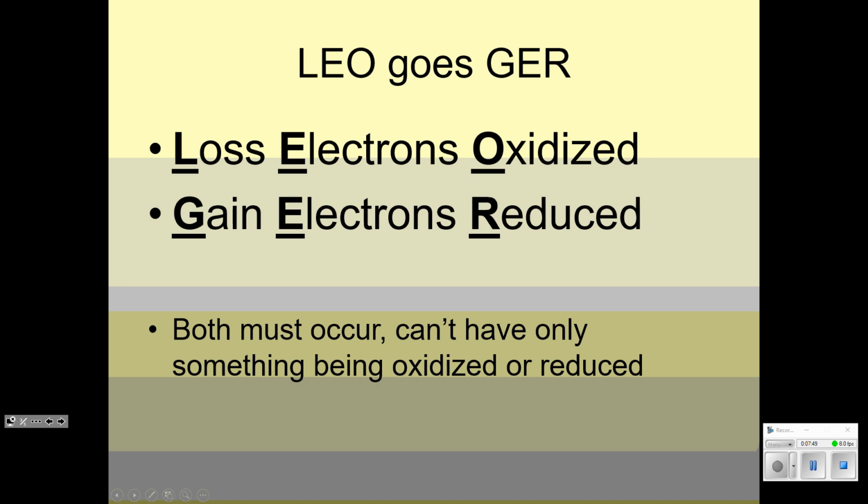Remember, you have to have both occur. I don't know if you have to write down this last part at all. You can't have something lose electrons without something else gaining electrons.